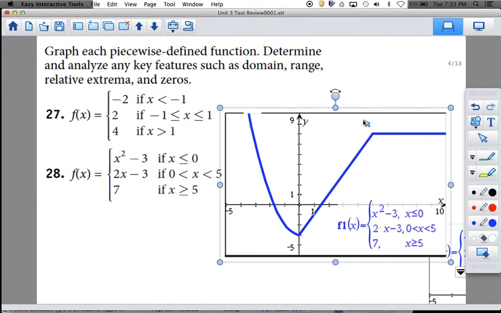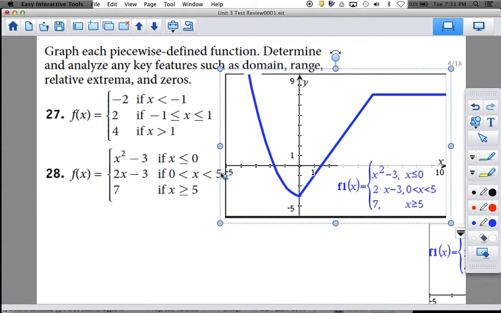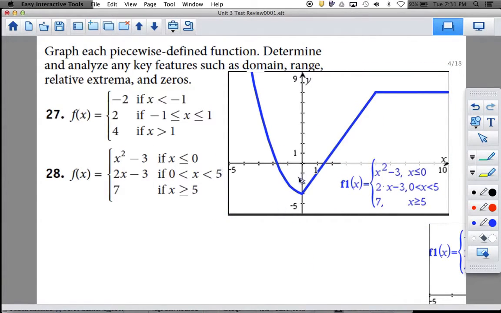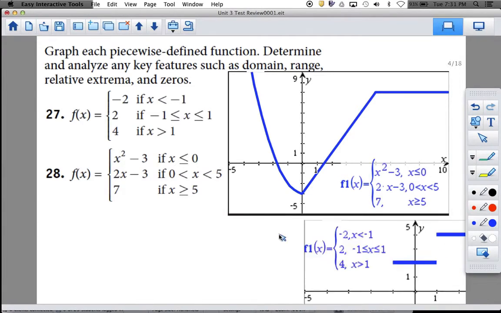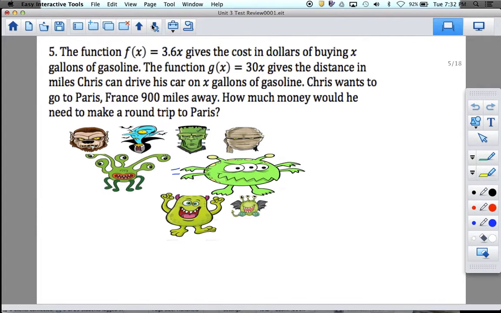All right, so the next one, if you graph this correctly, then you have a picture that looks like this. Notice how we don't have the gaps like this one. There's no gaps. They kind of connect, but there's still 3 very distinct parts to this. Just honestly, can you graph these in your calculator and find the correct graph? That's really all you need to do with the piecewise functions.